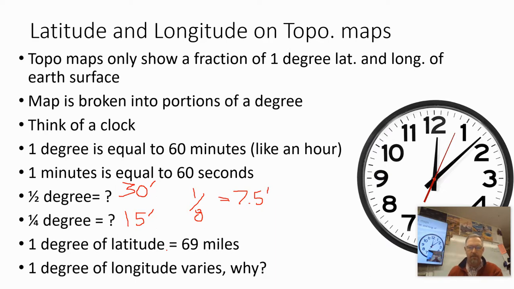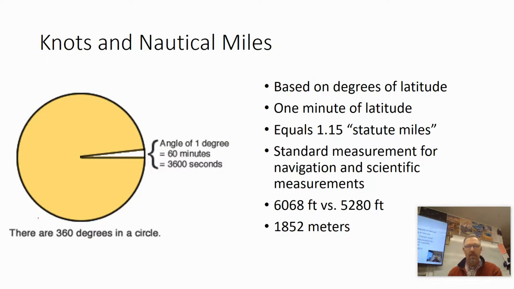Now, this brings up the idea of knots and nautical miles. Some of you maybe have heard this when you're flying in a plane. It'll tell you how many knots you're flying, or if you're in a ship or a boat, it says the boat can sail at 18 knots, or we're going at 15 knots. Well, what the heck is a knot? A knot is kind of like the standard unit for measurement on Earth because it's based on the shape and the dimensions of the Earth. So it's a much more universal way to measure distance and speed and those kinds of things.